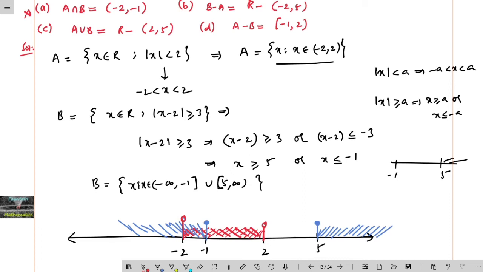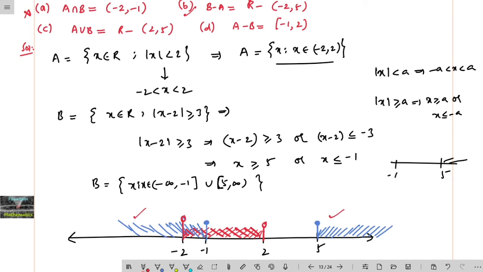From the real numbers, the second option is given: from the real numbers except minus 2 to 5 entirely, we can say. Yes, is this correct? From the blue color, if I can remove the red part, so this is the right answer. Okay, exactly, you are getting the second option is correct.